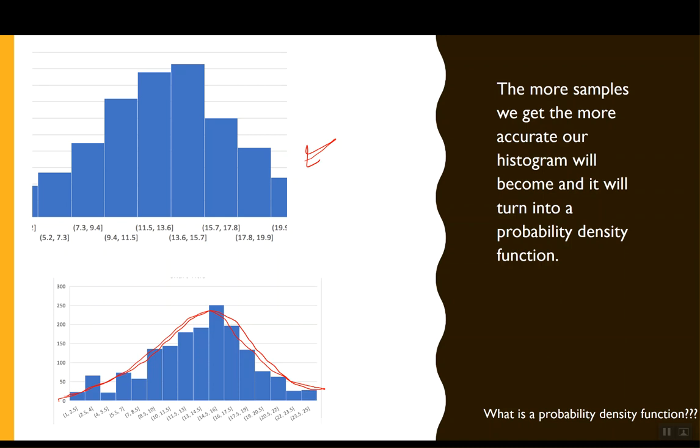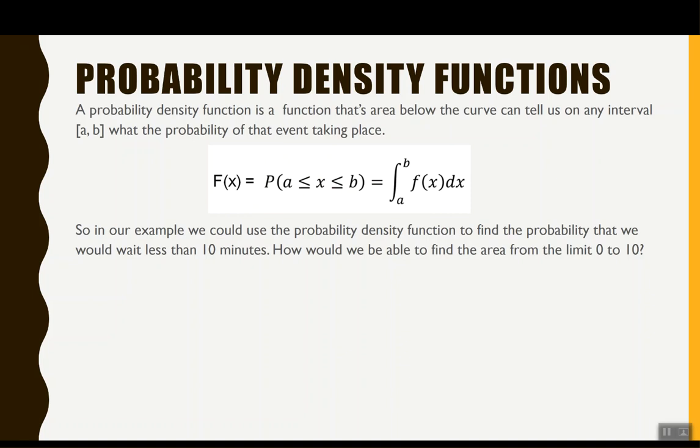So let's talk a little more about what a probability density function is. A probability density function is a function whose area between an interval A and B tells us the probability of that event taking place. So for instance, if we think about the curve that we created, let's say we wanted to figure out the probability of waiting less than 10 minutes. We would find 10 minutes on our graph, and to wait less than 10 minutes would be the area from 0 to 10.